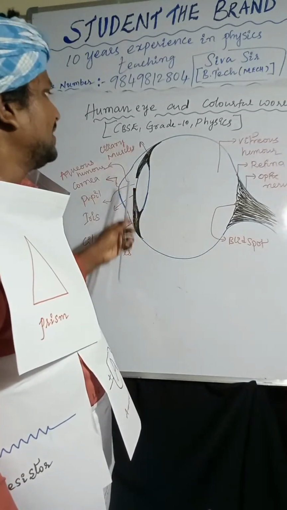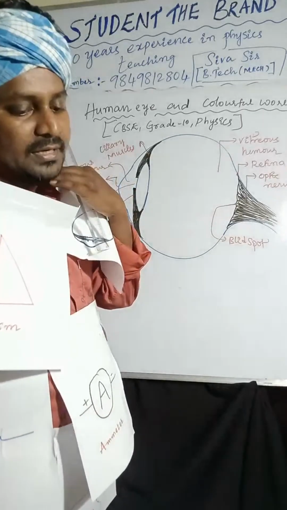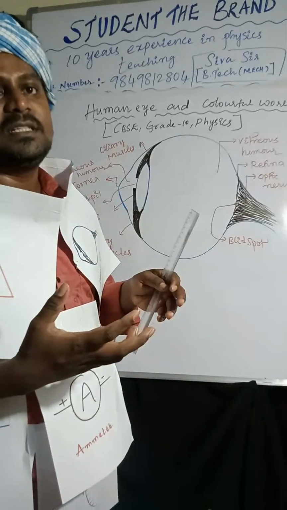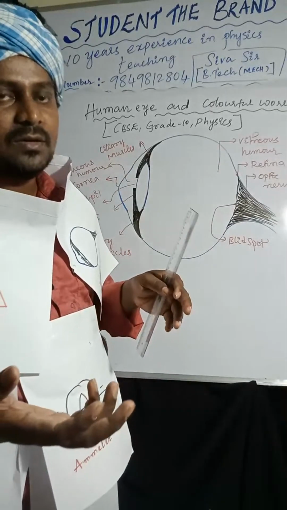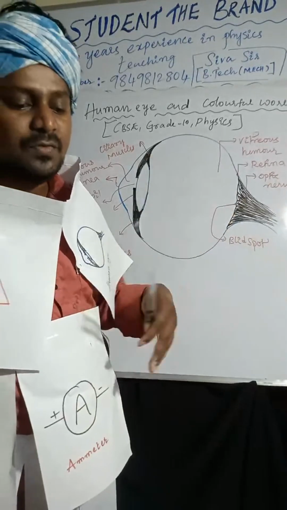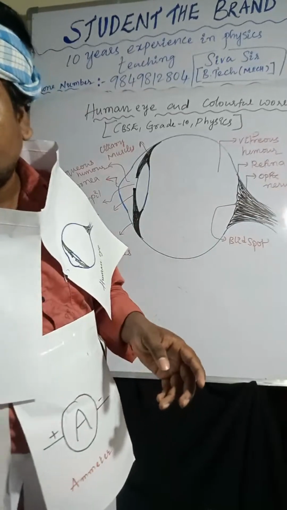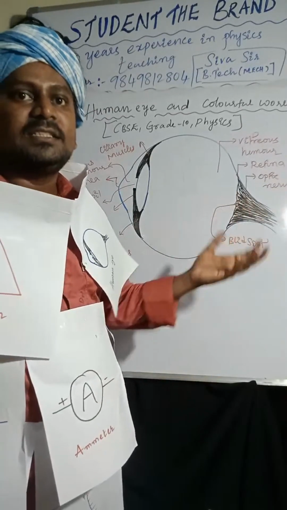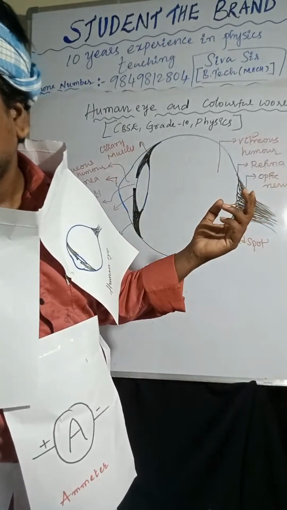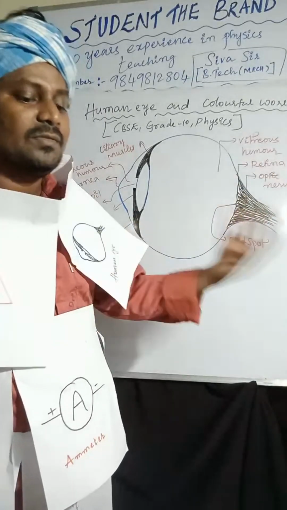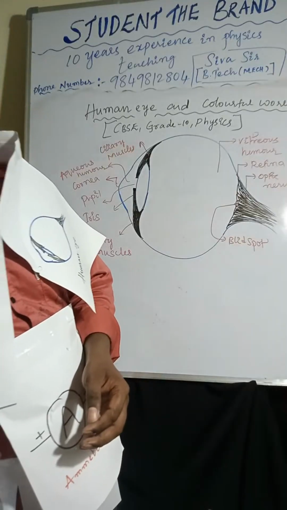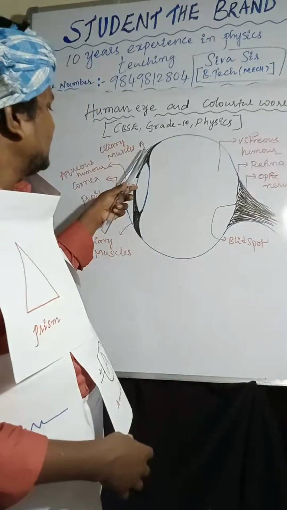Here also ciliary muscles. Ciliary muscles can adjust the curvature of the lens. When you are seeing a nearby object and a faraway object, these ciliary muscles will adjust the curvature of the lens, so that we are able to see near distance as well as far distance objects.